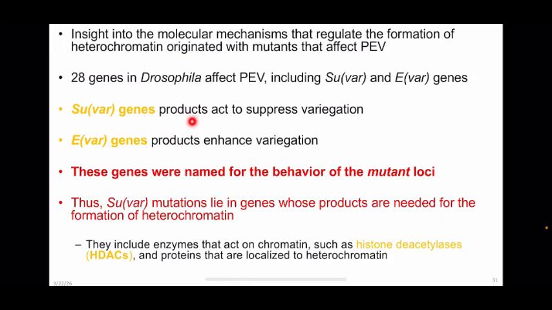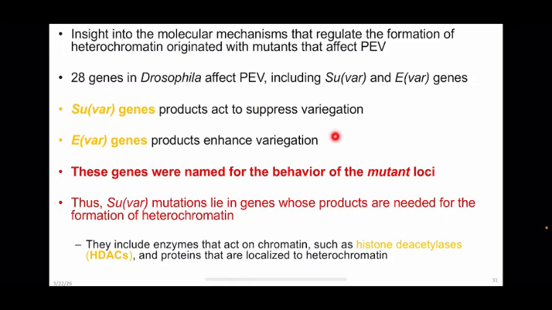Okay, so proteins that we get from the SU genes act to suppress variegation. Proteins we get from E genes act to enhance variegation. Suppressing variegation means we are getting rid of heterochromatin, or undoing gene silencing, or activating genes. And enhancing variegation means causing heterochromatin or inactivating genes.